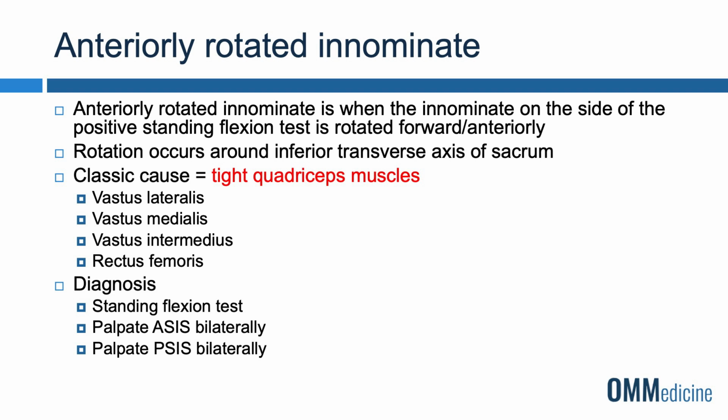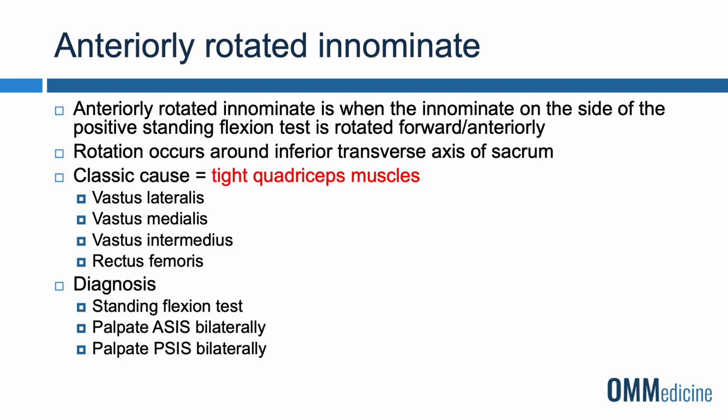The classic cause for an anteriorly rotated innominate is tight quadriceps muscles, and hopefully after we discuss the palpatory findings for an anteriorly rotated innominate on the next slide, it would make sense that having tight quads could pull the anterior aspect of the innominate inferiorly, and that would cause the posterior aspect of the innominate to rotate superiorly, which would cause the palpation findings that you see in an anteriorly rotated innominate.